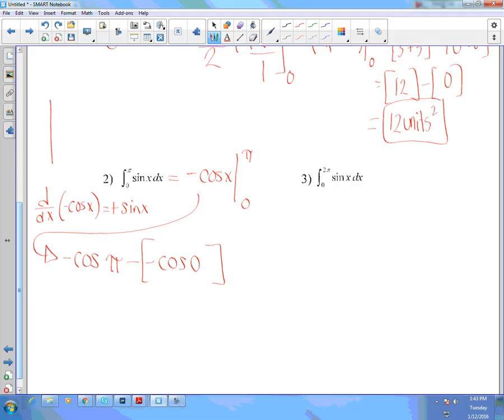Okay, what's the cosine function? Let me draw a quick little graph. It's actually the negative cosine function. So doesn't the graph look like this for the negative cosine function? Here's pi, here's 2 pi. So negative cosine of pi is what value? 1. Subtract. Negative cosine of 0 is what value? Negative 1. So our area is 2 actually, not 0. Okay, we subtract a negative, 2 units squared.